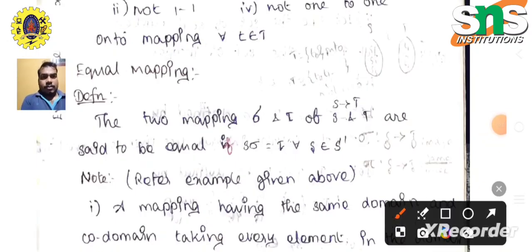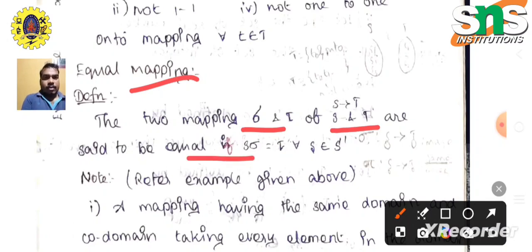Next definition is equal mapping. Equal mapping means the mapping satisfying one-to-one and onto. That is, the two mappings sigma and tau of S to T are said to be equal if s sigma equals s tau.